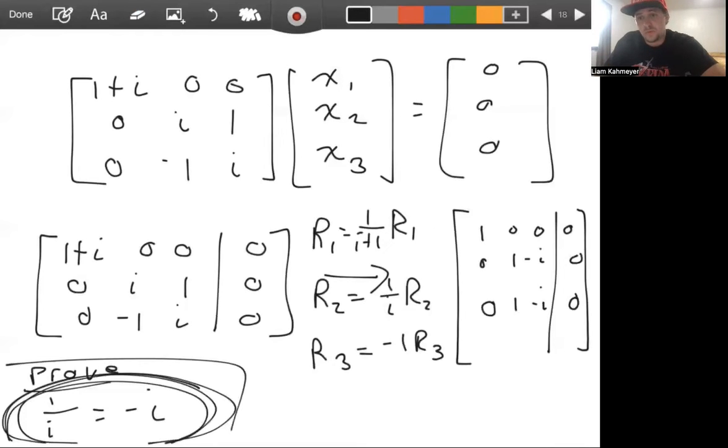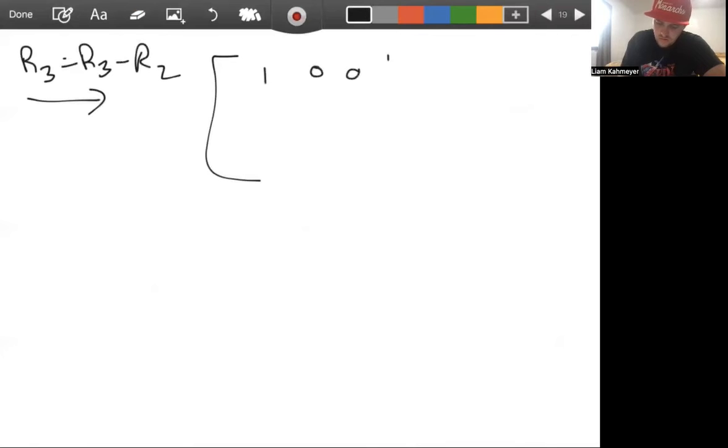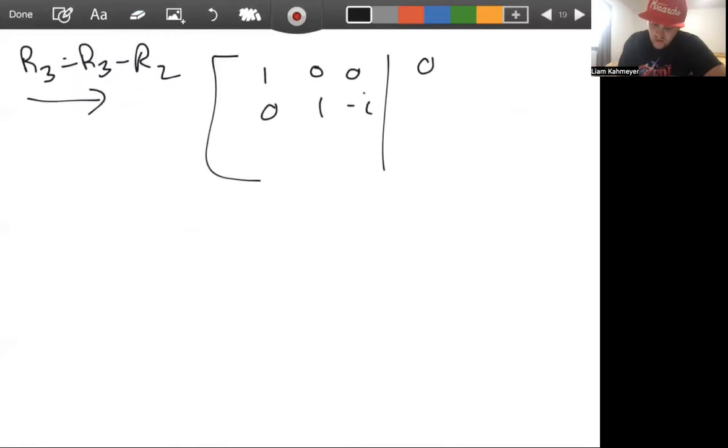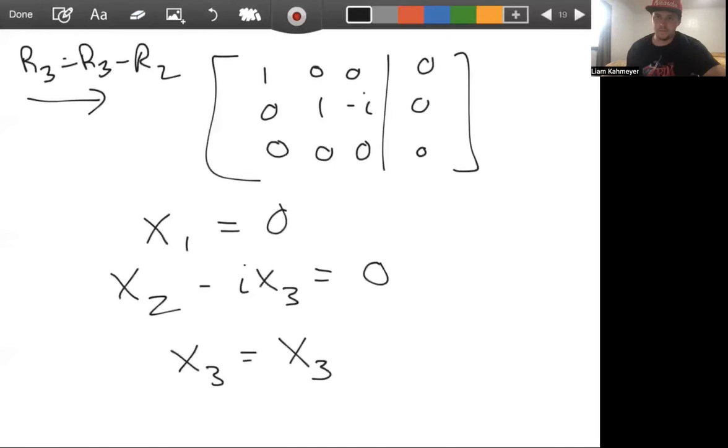So if you replace row 3 with row 3 minus row 2, this gives us 1, 0, 0, 0, 0, 1, negative i, 0, and then 0, 0, 0, 0. Well, then what does this mean? The first row tells us that x1 is 0. The second row tells us that x2 minus i x3 equals 0, and that x3 equals x3.